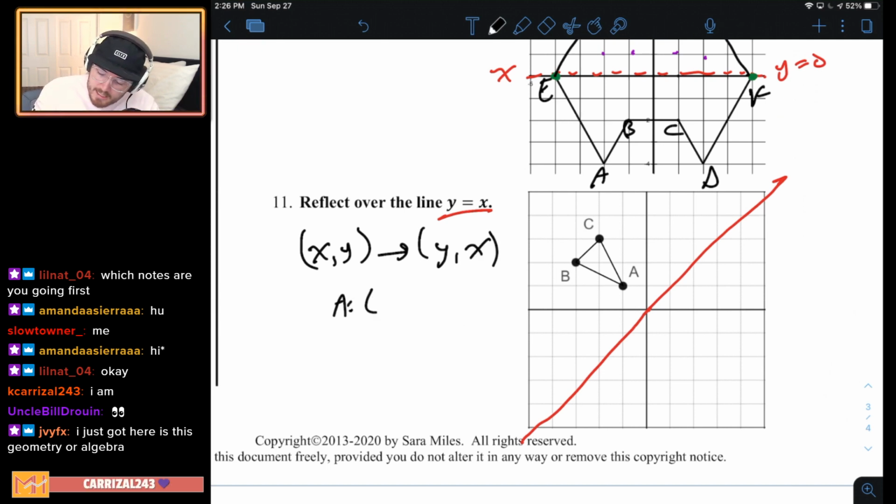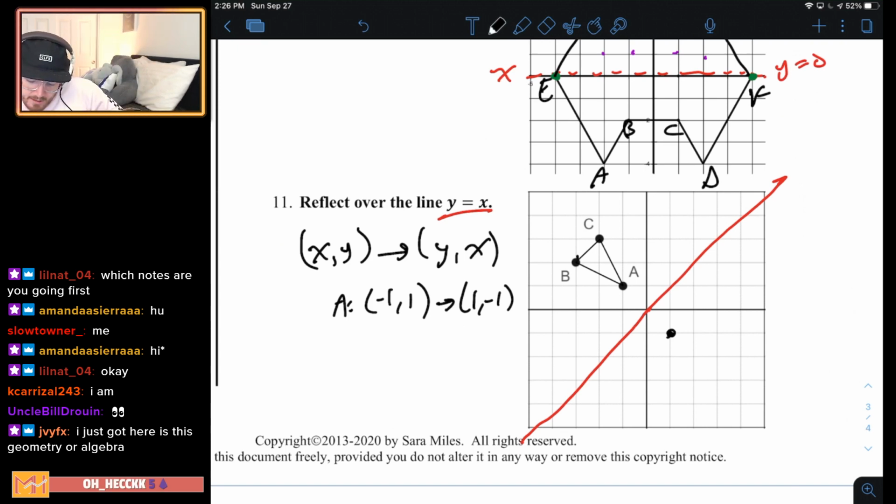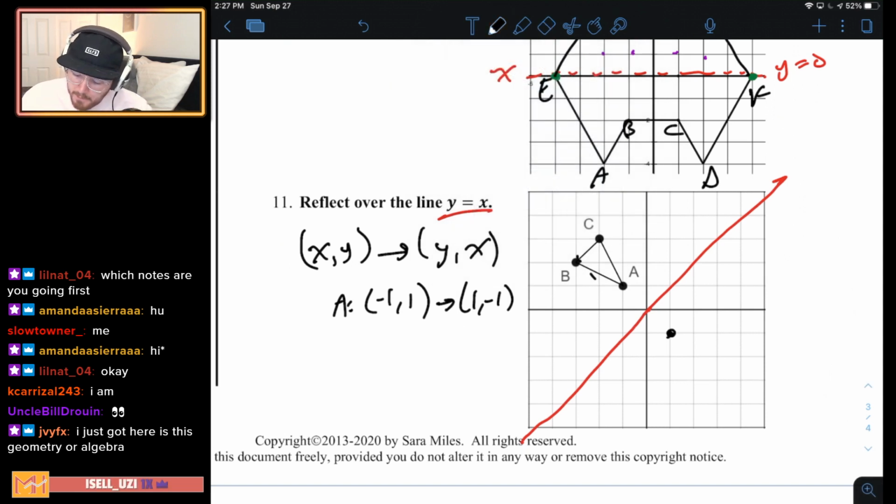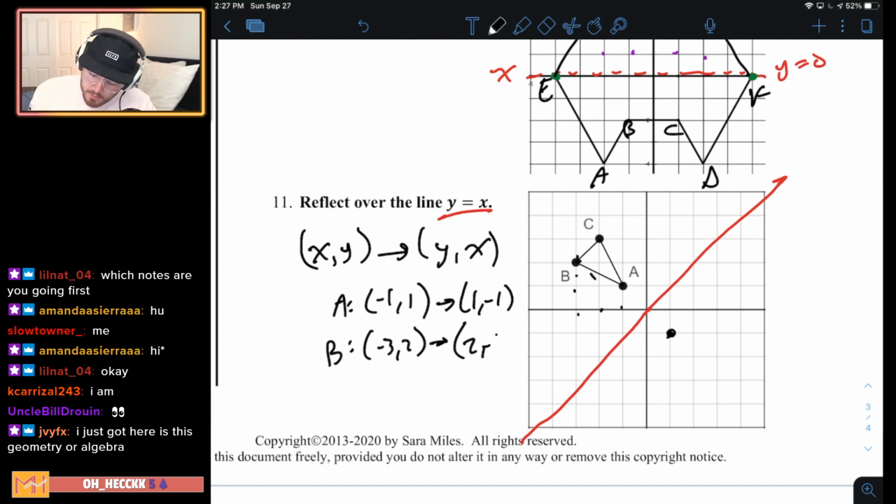So A is at point -1, 1. When it flips across, it's going to go to 1, -1 right there. You might have seen that visually, but do you see exactly where B should go? Does it go here? Does it go there? Does it go out here? I'm not going to risk it. B is at -3, 2. So when I flip, it's going to go to 2, -3.